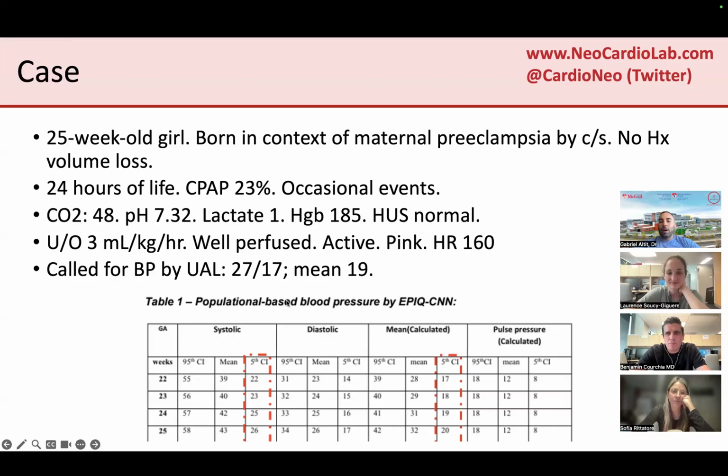We also have these population-based blood pressure references that we try to use on a Canadian scale, which you can see that at 25 weeks, your mean should be around 20 for the fifth percentile. So maybe it's a bit soft, with a systolic of 26. So here you're above, and your diastolic of 17 is just on the cusp.